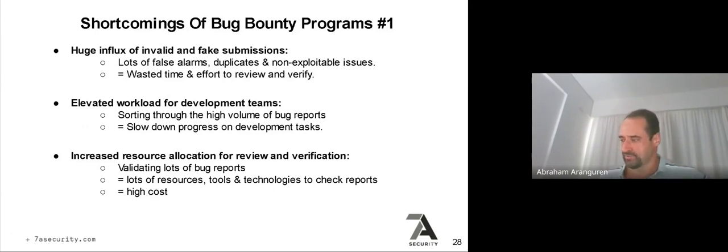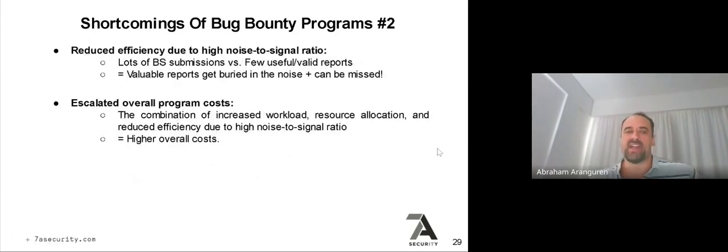Okay, let's keep moving because I have a few more slides. Other limitations are reduced efficiency due to a high noise-to-signal ratio, right? In most bug bounties you will have a lot of bad submissions compared to a few useful or valid reports, and the few valid reports are what you are really interested in. This means the valuable reports can get buried in the noise and be missed, just because you don't have the capacity to sift through all of it. And then there's the escalated overall program cost, right?